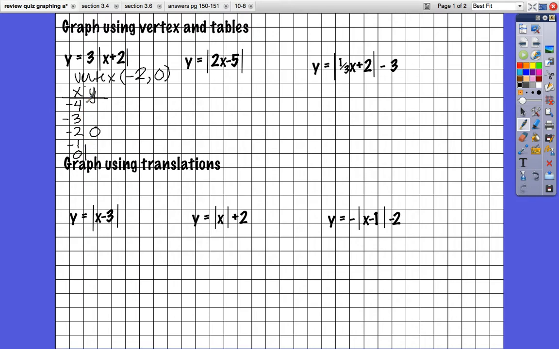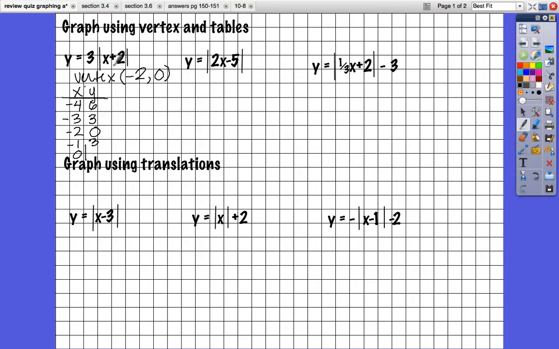and you're going to plug those in and calculate your answer. So negative 3 in here gives me negative 1. Absolute value is 1 times 3 is 3. Negative 4 in here gives you negative 2. Absolute value is 2 times 3 gives you 6. Negative 1 in gives you 1. Absolute value is 1 times 3 is 3.